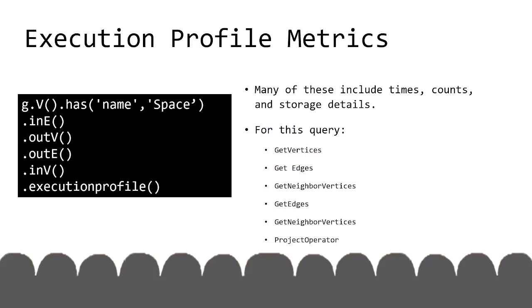So this particular query, we're getting our vertices. That's what g.V is. The in edges, that's your get edges. Get neighbor vertices is outV. Get edges is your outE. Get neighbor vertices is inV. And then your project operator, that's your execution profile. So you could use this to see how effective your queries are using the Gremlin API.